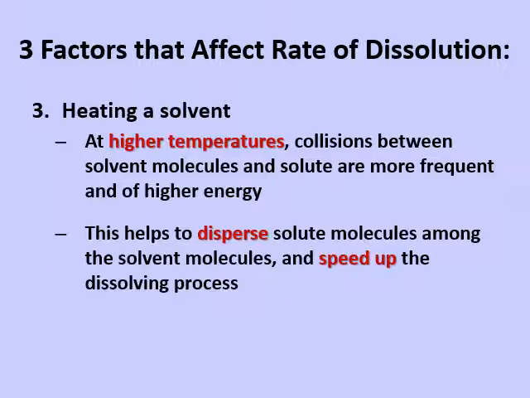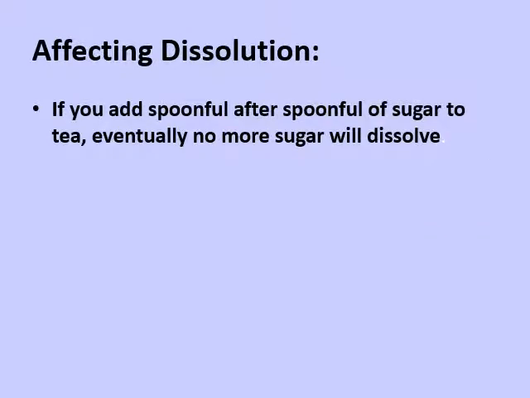And then the last thing that's going to affect it is heating up a solvent. Higher temperatures mean we have particles that are moving around faster. When they're moving around faster, we have more collisions between our solvent and solute particles, and thus that allows for increased dissolving. Moving around quicker is also going to help disperse them more, so that will also help the dissolving process.